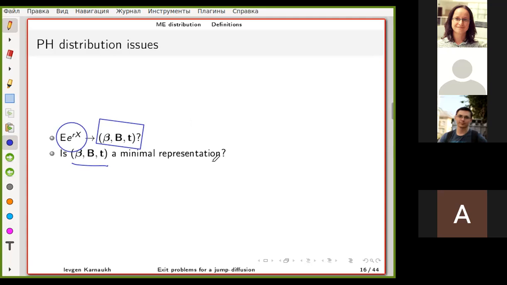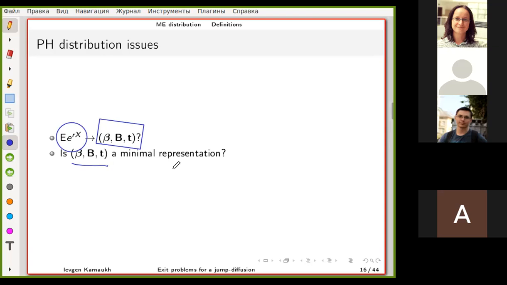For ME distribution, for example, we can build an example. In such case, we just need only three parameters for beta, for example. But in case of pH distribution, we will have not fixed number of parameters. Changing some small disturbed parameter, we can increase the order of pH distribution.